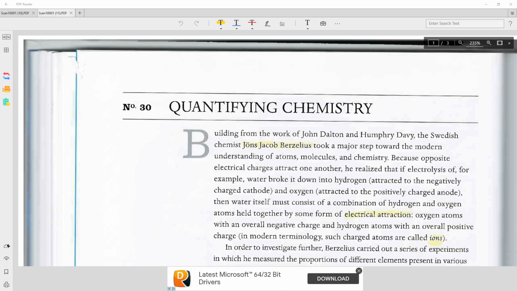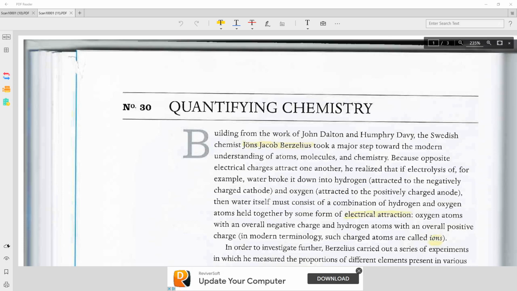Building from the work of John Dalton and Humphrey Davy, the Swedish chemist Jons Jacob Berzelius took a major step toward the modern understanding of atoms, molecules, and chemistry.